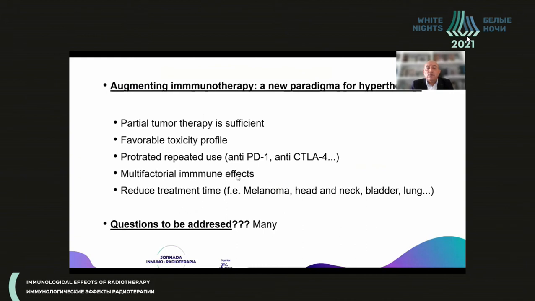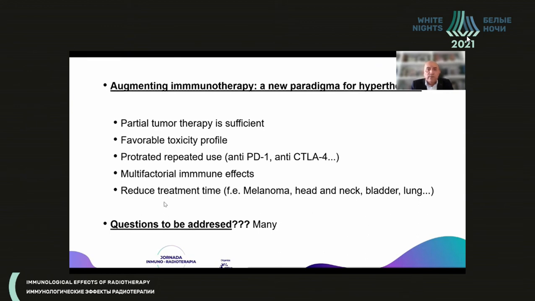And this is what Professor Hurwitz called augmenting immunity, a new paradigm for hyperthermia, because with partial tumor therapy it is enough. It has a favorable toxicity profile. It is possible to use it repeatedly, combined with anti-PD-1 and anti-CTLA-4. As presented before, it has multifactorial immune effects, and it also could reduce the need for treatment time. For example, in the treatment of melanoma, head and neck tumors, bladder, lung, etc.